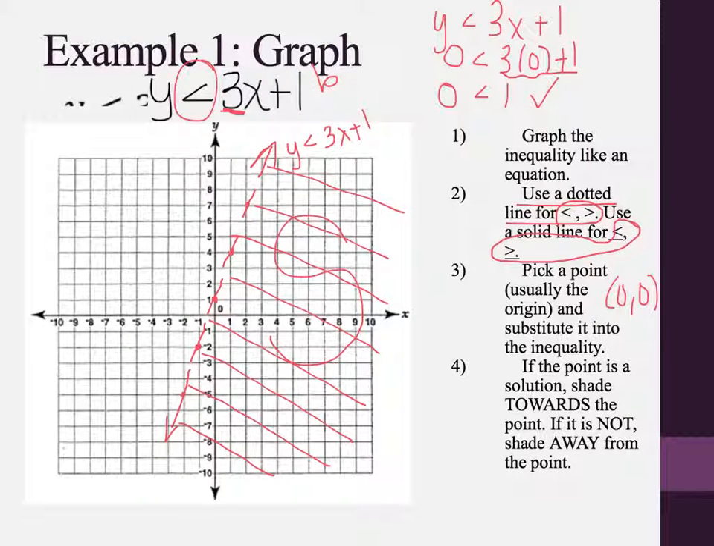So we picked a point and we tested, this was our test for the solution set, and that helped us figure out where we would shade it. If this piece right here didn't come out to a true statement, we would shade away from the origin. So if this said something like 0 is less than negative 4, that's not true. So I would shade away from 0, 0. But of course that wasn't the case, so we're going to get rid of that.